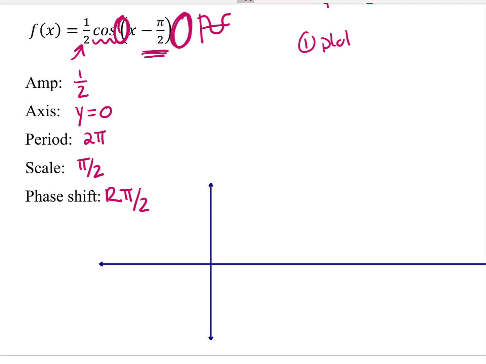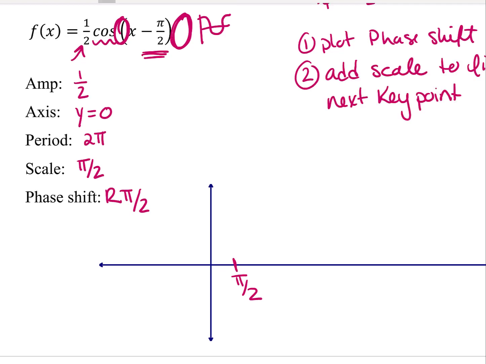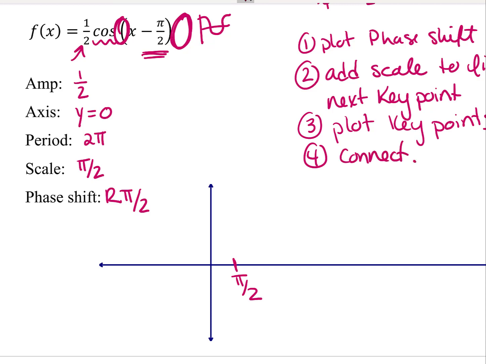So we're going to start by plotting the starting position, so the phase shift, which is right by pi over 2. And then we're going to add that scale. So the scale is also pi over 2. I just realized that I didn't finish all my steps above. So we're going to plot the phase shift, then we're going to add the scale to find the next key points, and then we're going to plot those key points, and then we're going to connect them. So all the things we did in the previous question, I just forgot to finish my steps.